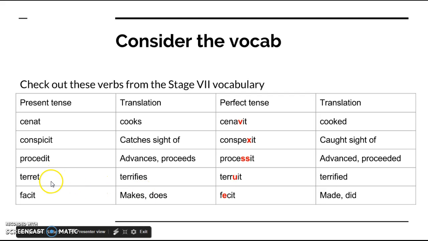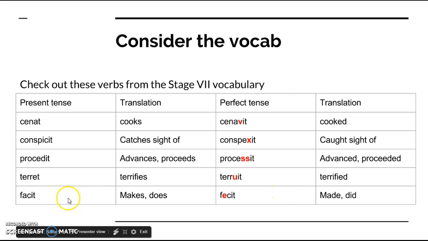This next verb, terret, translates into terrifies. So if you terrify somebody, or if he terrifies someone else, that would be terret. In the perfect tense, it transforms into terruit. That tense indicator is now a U, and the translation is terrified.